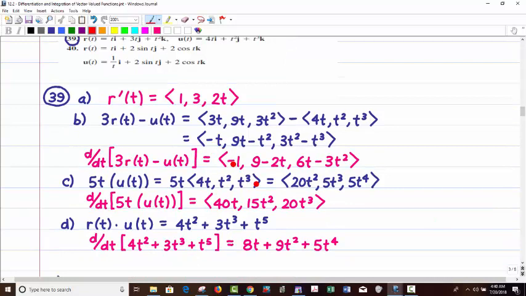And then you just take the derivative of that result. So negative t would be negative 1. This will be 9 minus 2t. And the last one, derivative of 3t squared is 6t, and then t cubed is 3t squared. There you go.